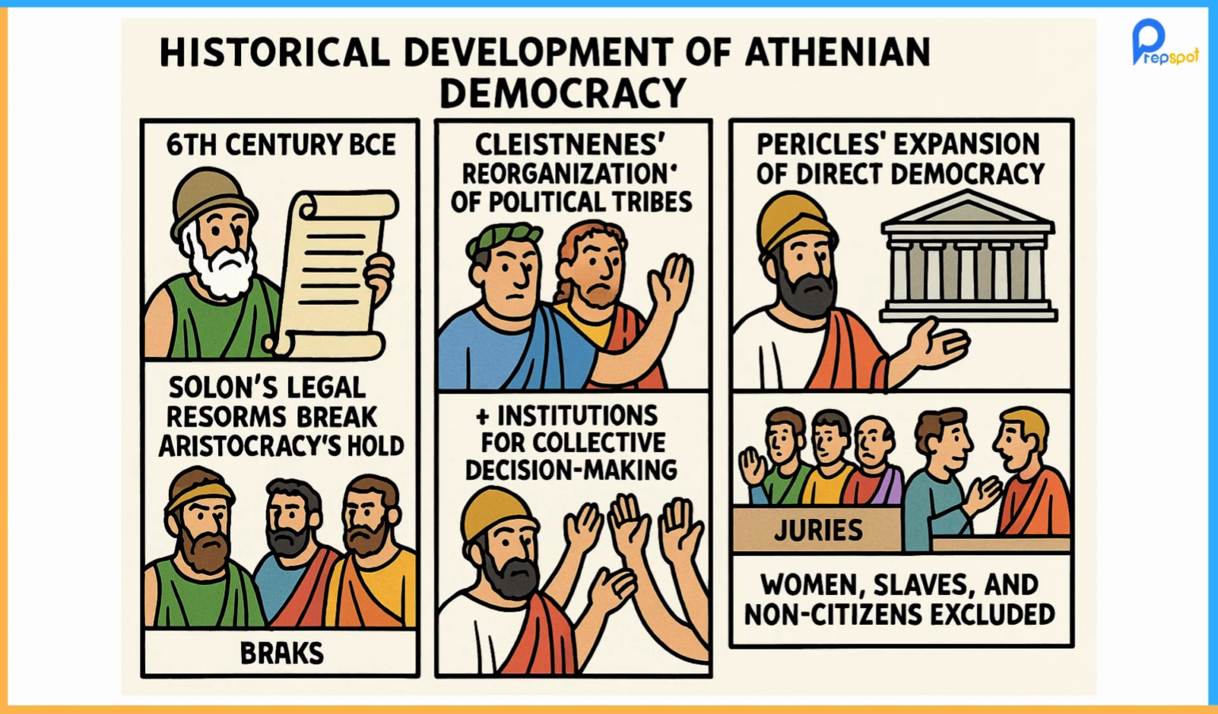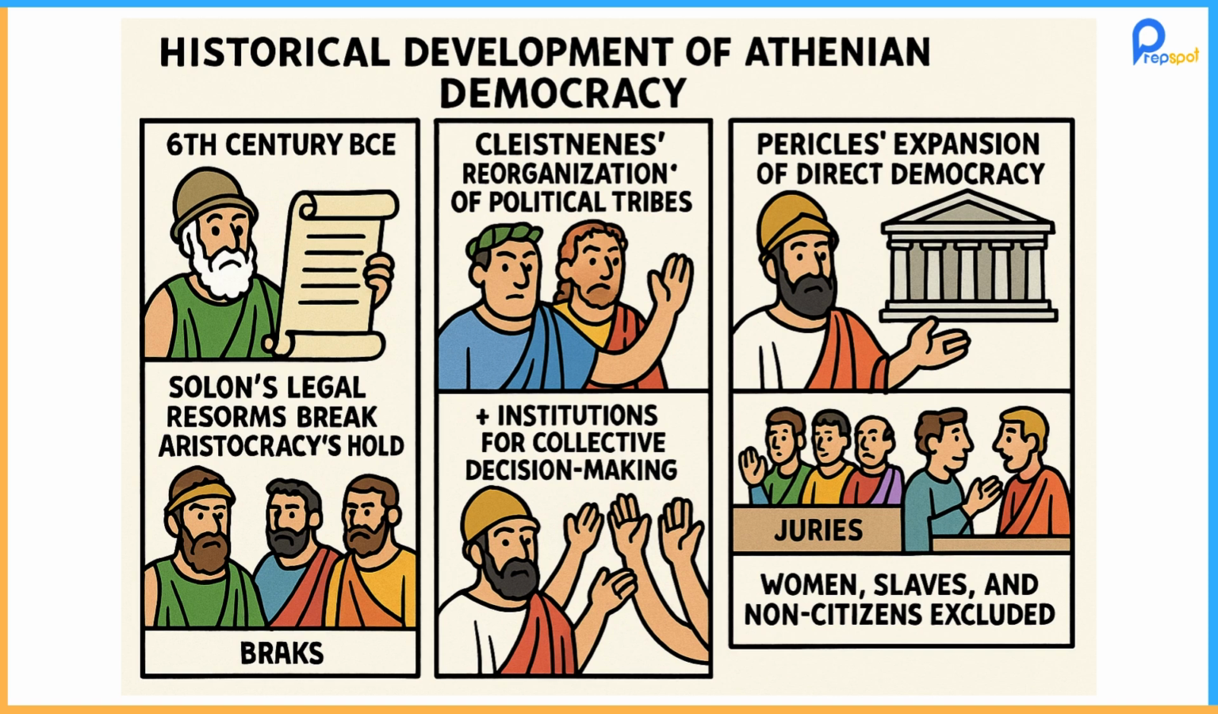Let's begin by stepping back into the 6th century BCE, when the seeds of democracy first took root in Athens. Pioneering statesmen like Solon introduced legal reforms that broke the stranglehold of the aristocracy, paving the way for ordinary citizens to have a say in judicial and legislative matters. A generation later, around 508 BCE, Cleisthenes, often hailed as the father of Athenian democracy, reorganized the citizenry into new political tribes, diluted the power of entrenched elites, and established institutions where decisions were made collectively.